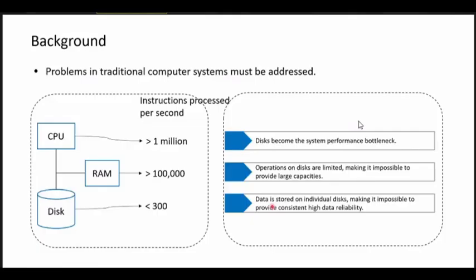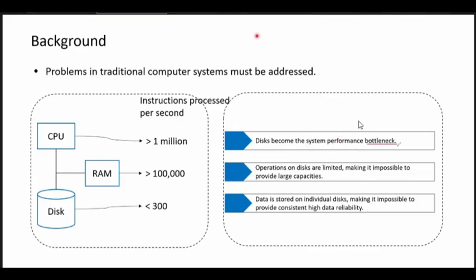So content-wise, we'll go through the traditional RAID, then we go to RAID 2.0 plus, then other RAID technologies. So, background: problems in traditional computer systems must be addressed. You have instructions processed per second: the CPU does 1 million instructions, RAM about 100,000 instructions per second, and then suddenly you have less than 300 instructions per second. So these are problems that you faced in the old, traditional days, right?